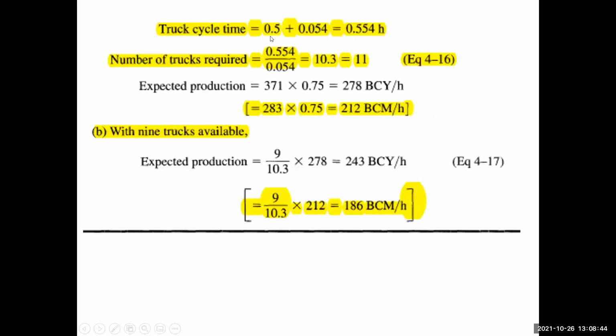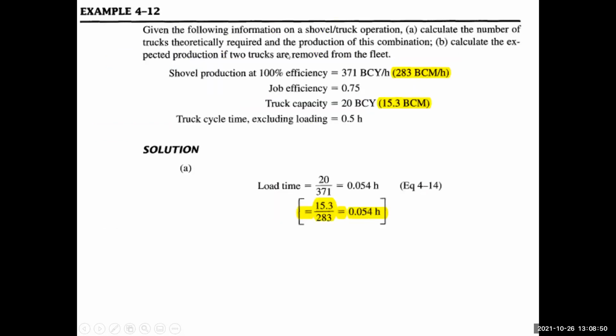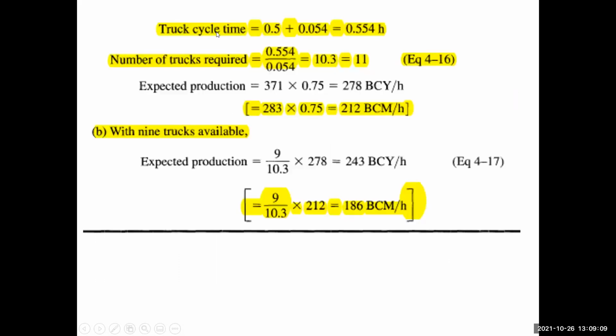So the truck cycle time will be 0.5 plus 0.05. So 0.5 hour will be the truck cycle time. That means the truck goes to the unloading position and then comes back, excluding the loading. For the loading, it will be 0.05 hours. So the truck cycle time will be 0.55 hours.